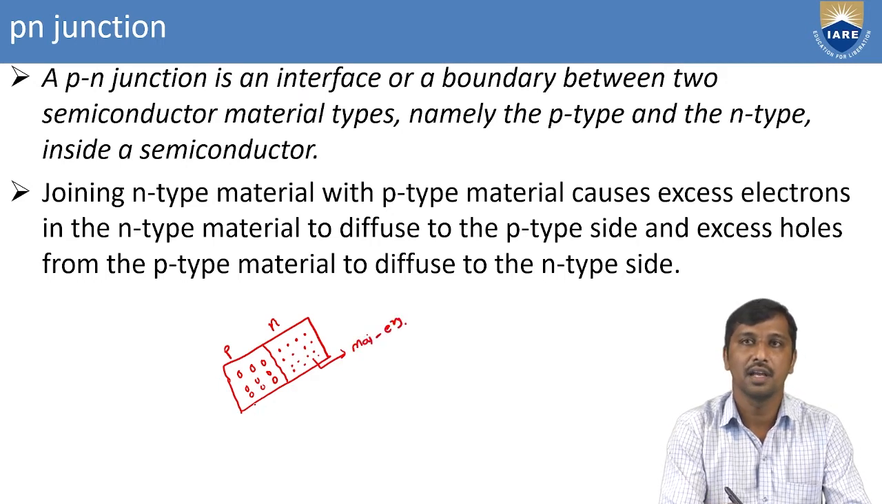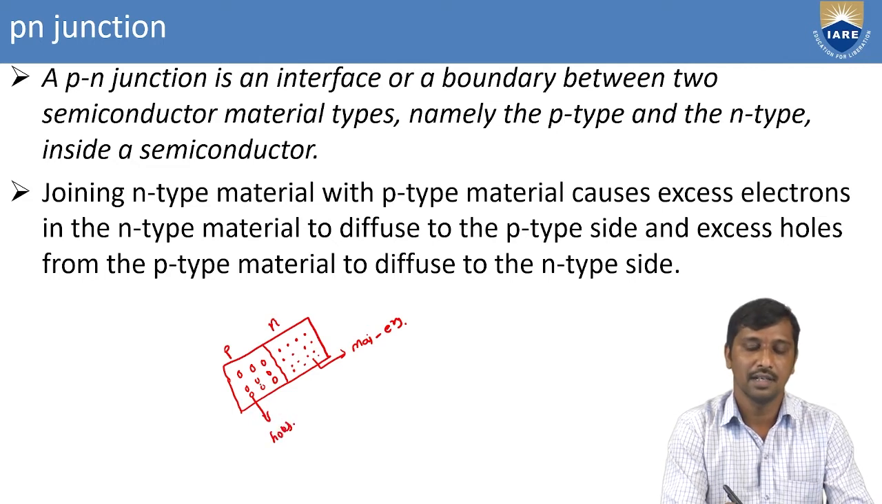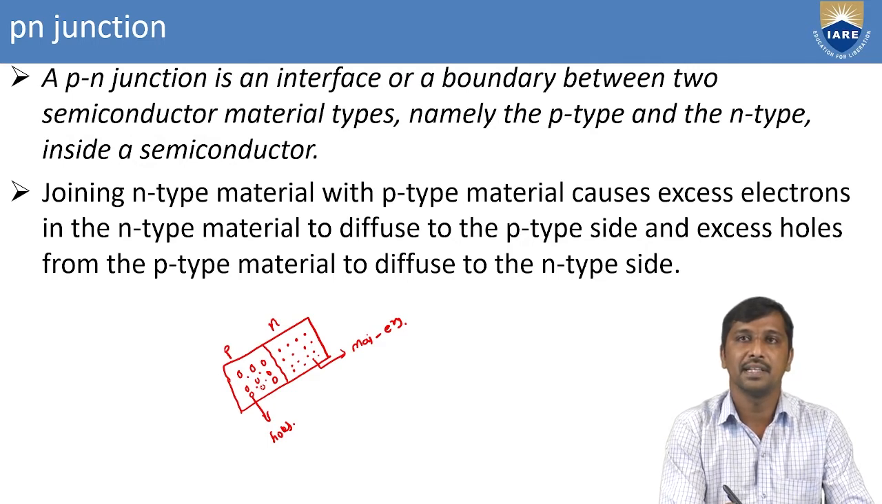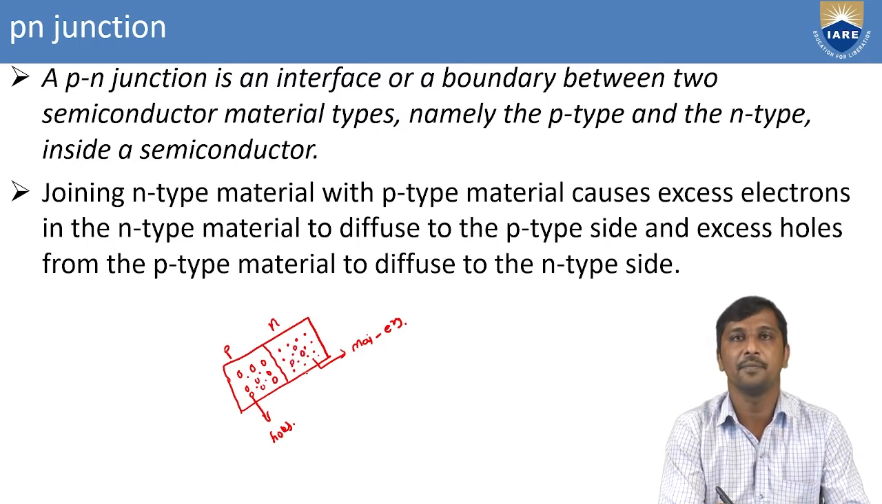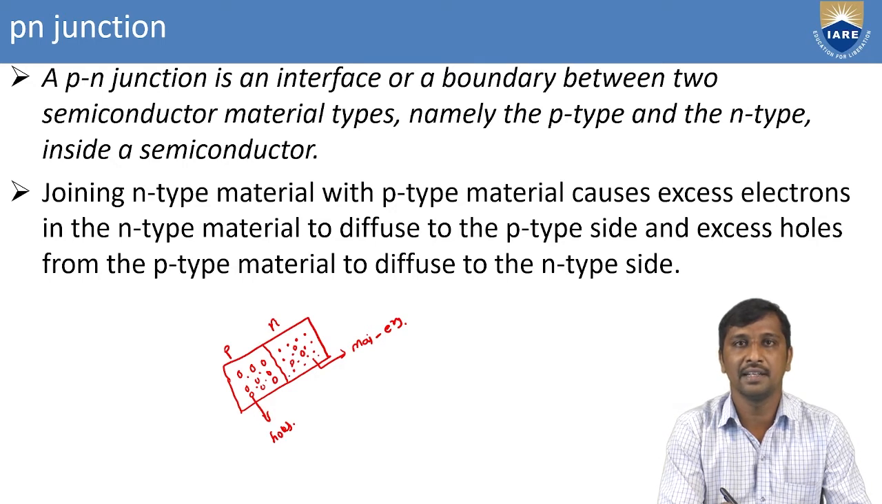The majority charge carriers are electrons. In the p-type, the majority charge carriers are holes, and it also contains some minority charge carriers, that is, electrons. In n-type also it contains some minority charge carriers, which are holes here. So in a p-type, the majority charge carriers are holes and the minority charge carriers are electrons. Similarly, in n-type semiconductor, the majority charge carriers are electrons and the minority charge carriers are holes.